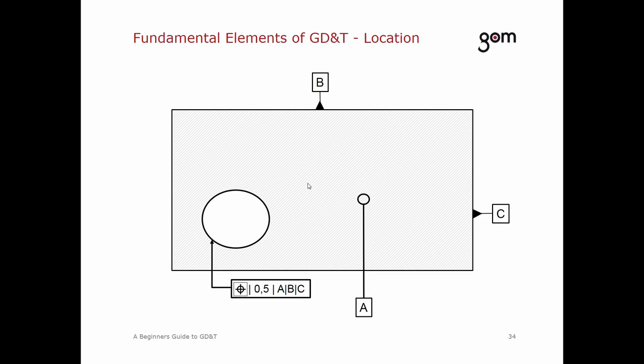In this case, we use the datum system ABC. A is the primary datum, B is the secondary datum, and C is the tertiary datum. The order is important and cannot be changed. So ABC is not equal to CBA. The secondary datum here is perpendicular to the primary datum, and the tertiary datum is perpendicular to the primary and secondary datum.